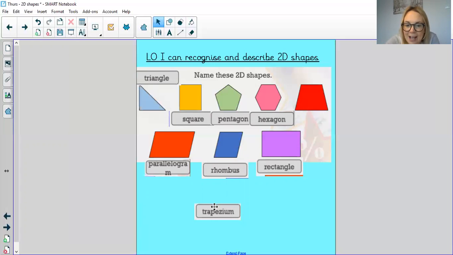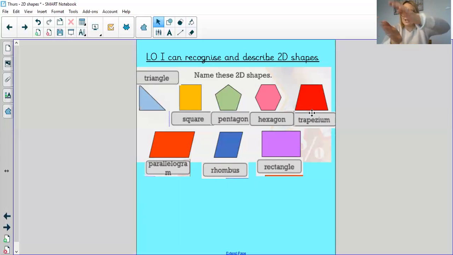And finally, a trapezium. A trapezium up here, a quadrilateral, just like the parallelogram and the rhombus. It's got 4 sides, and it's just got 1 set of parallel sides. As you can see, the horizontal ones are parallel. They would keep going and going. They'd never meet, like a train track. They wouldn't come to a point. They would just keep staying the same distance away from each other as they continued. And that is your trapezium. So they are your 2D shapes.